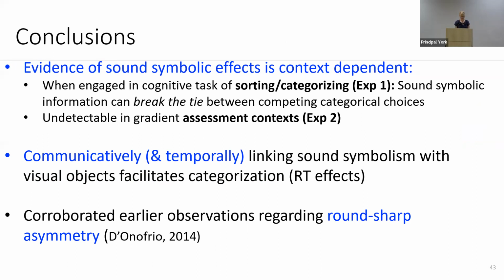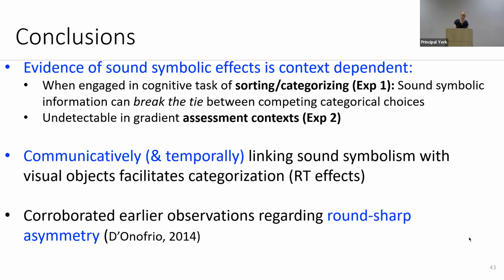So where does this leave us? I think the big message we'd like to leave you with is that the effects of these sound symbolic effects are what I'm calling here context dependent, but I think it's really cognitive process dependent, right? When the participant is engaged in a cognitive task of categorization, that's when we see effects of sound symbolic information kind of breaking the tie between competing choices. But when we put people in a more gradient assessment context where there's no need to be doing this binary sorting, these effects are no longer detectable, at least using our current methods.